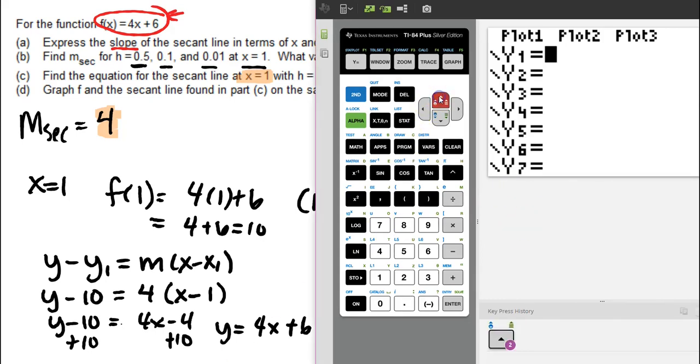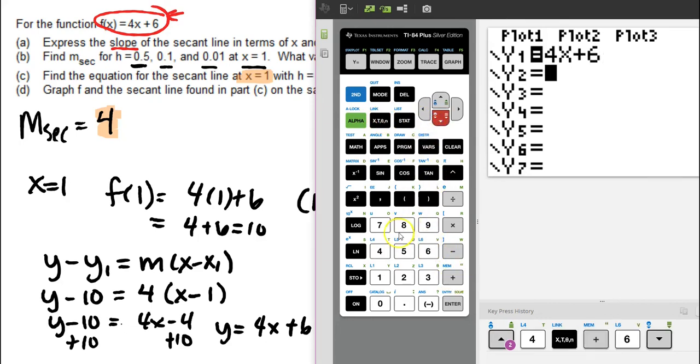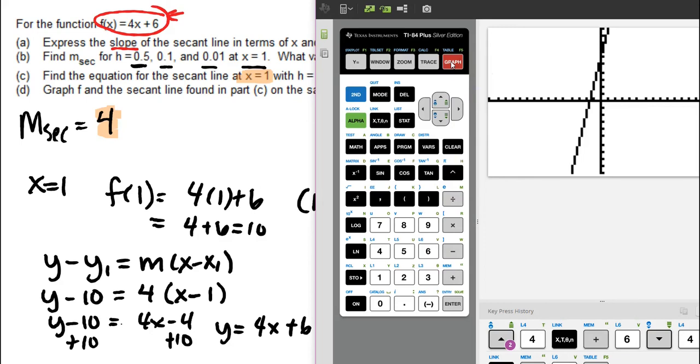So finally, I'll graph the original function, 4x plus 6, as well as the secant line, 4x plus 6, in the same viewing window. And we see that the two are actually the same lines. So this happens because our original function is a straight line, and because of that, the secant line is the same as that function.